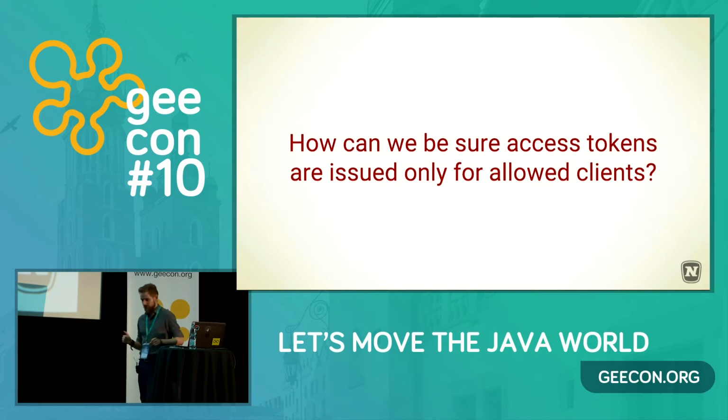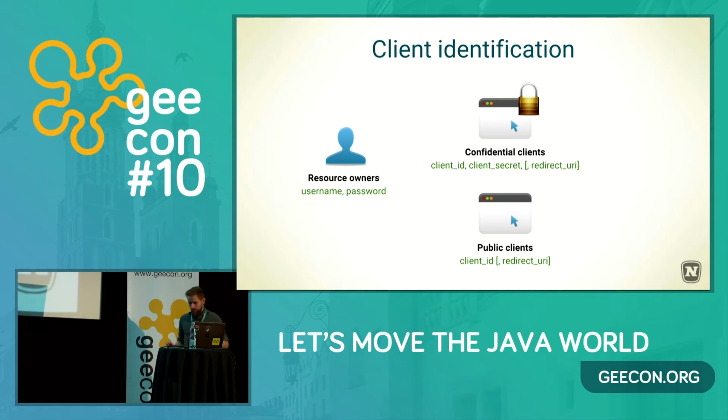Okay, which brings us to the very serious topic. How can we be sure access tokens are issued only for allowed clients? Well, when we think about it, again, we've got confidential clients and we've got public clients.